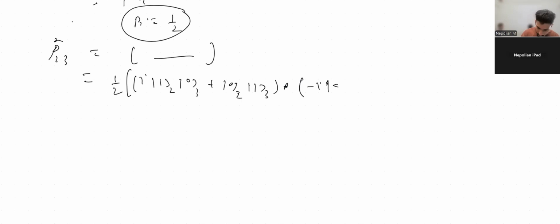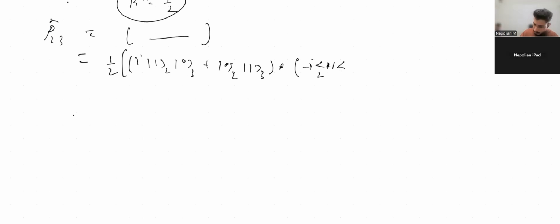So this is minus i. (|1>_2|0>_3 plus |0>_2|1>_3). So after solving, we are getting four terms. Okay.